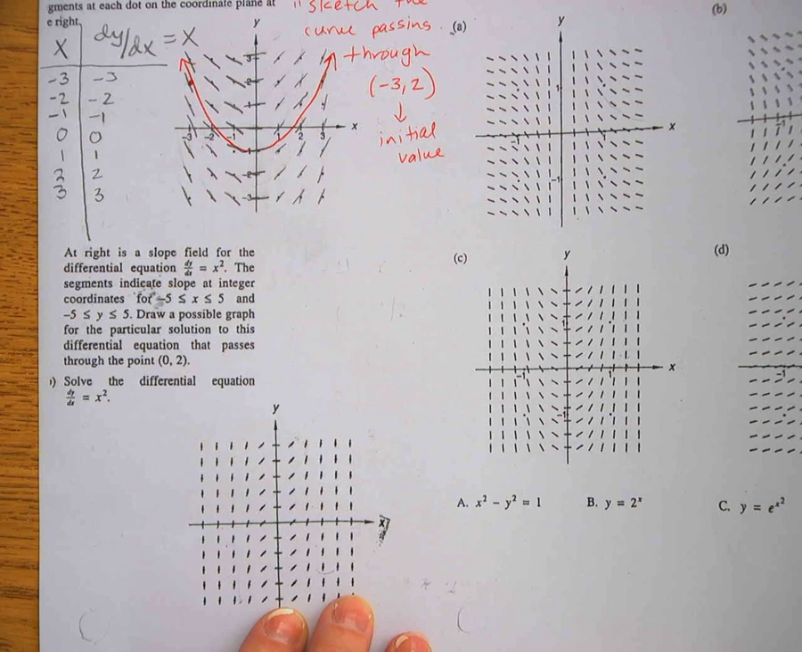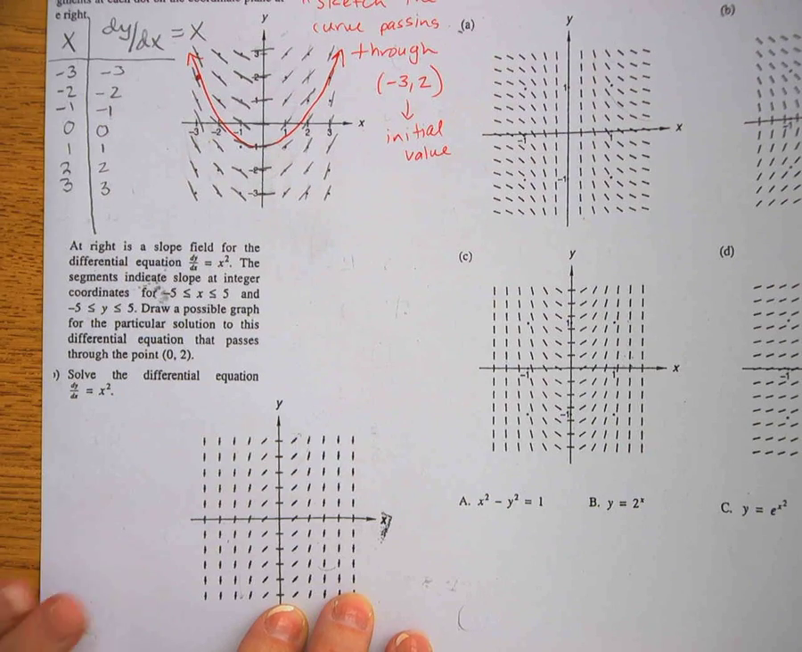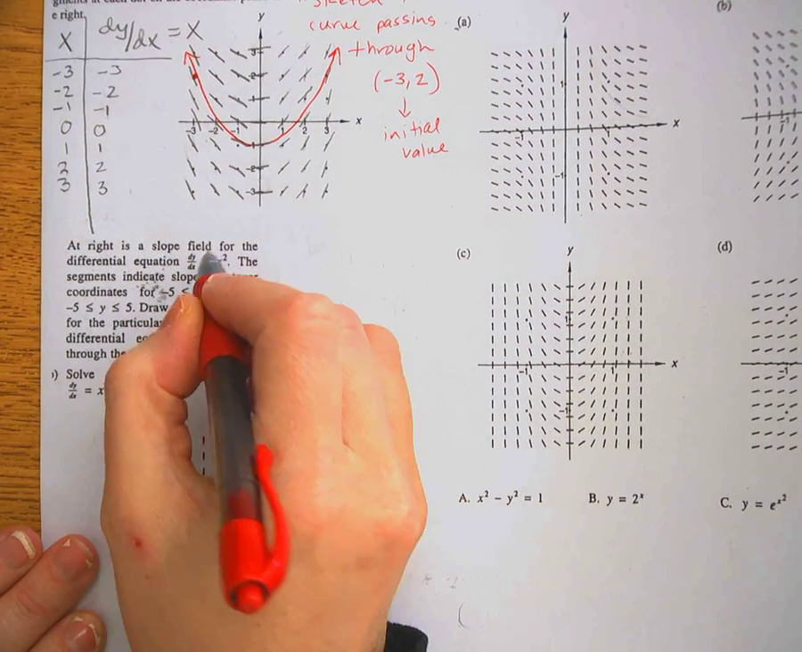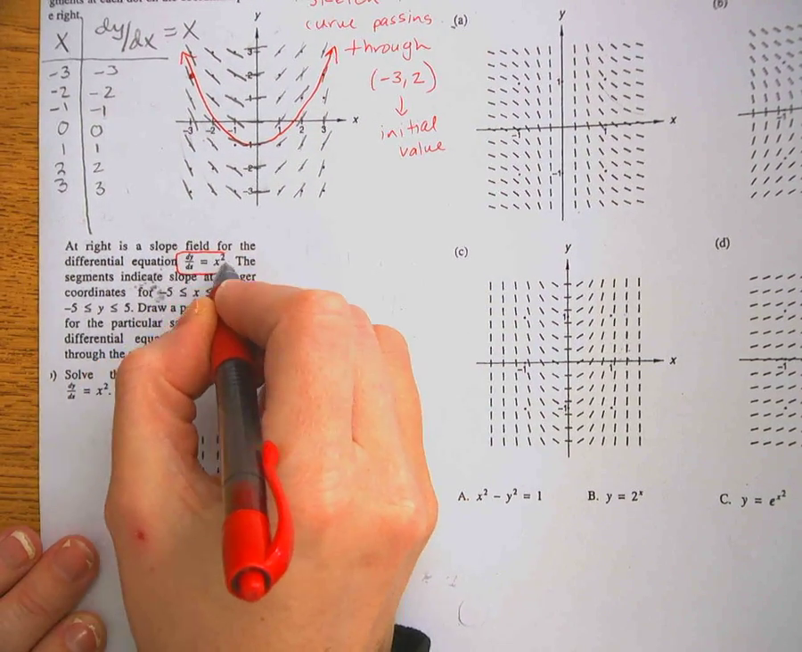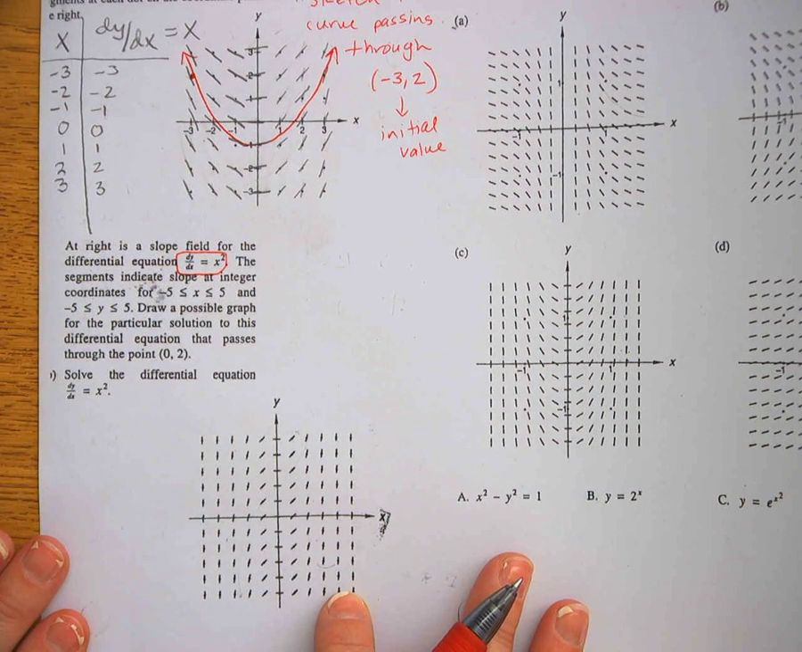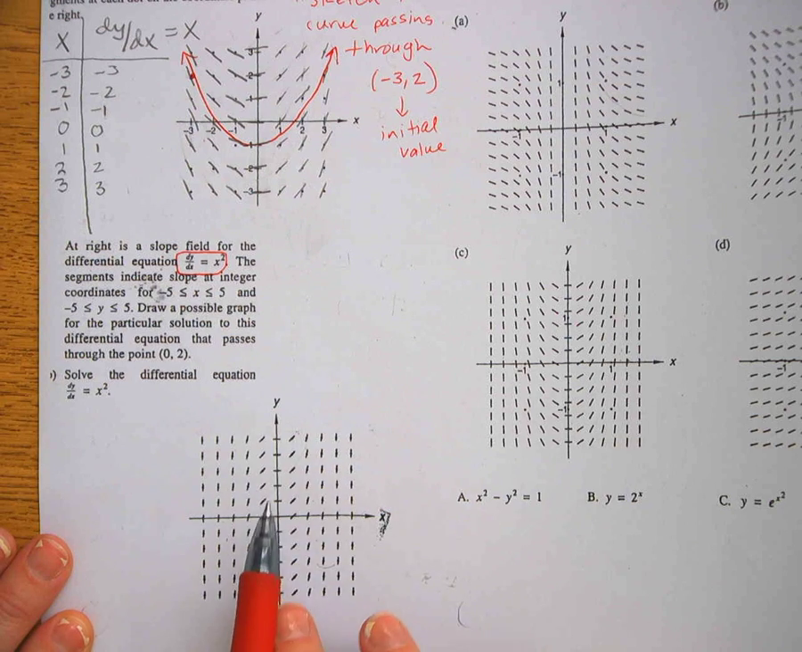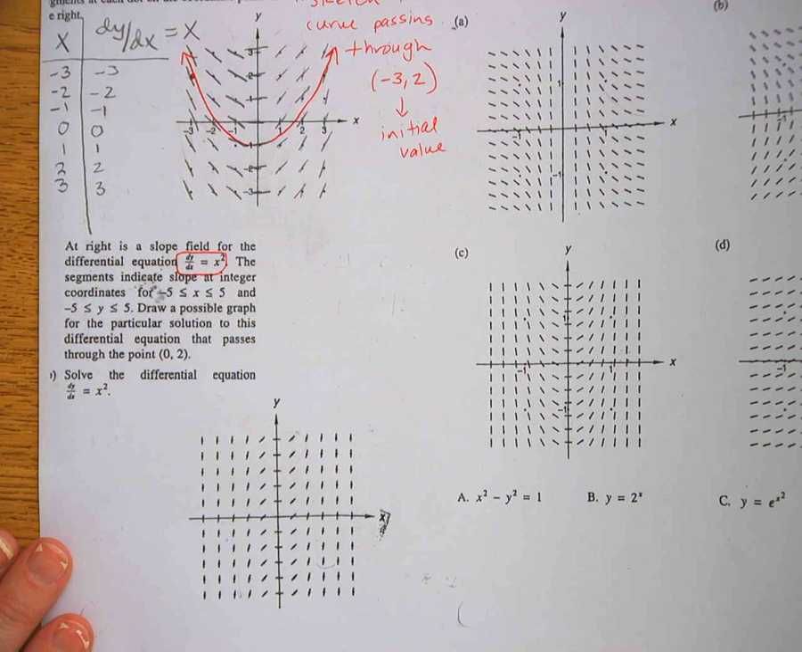So the second one sort of already drew the slope field for us. It says at the right is a slope field for this differential equation right here. The segments indicate slope at integer coordinates from -5 to 5, so that'd be from here to there, and also for y, from -5 to 5. It wants us to draw a possible graph for this solution passing through the point 0, 2.